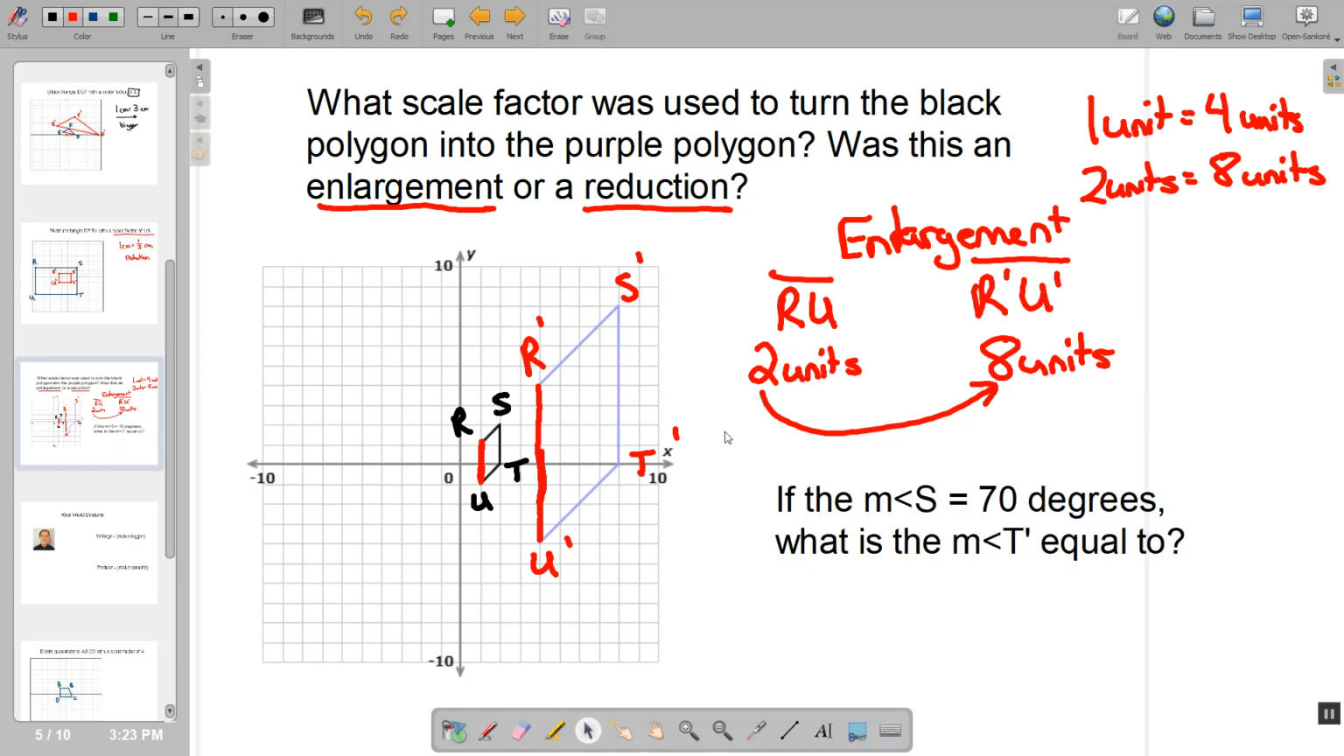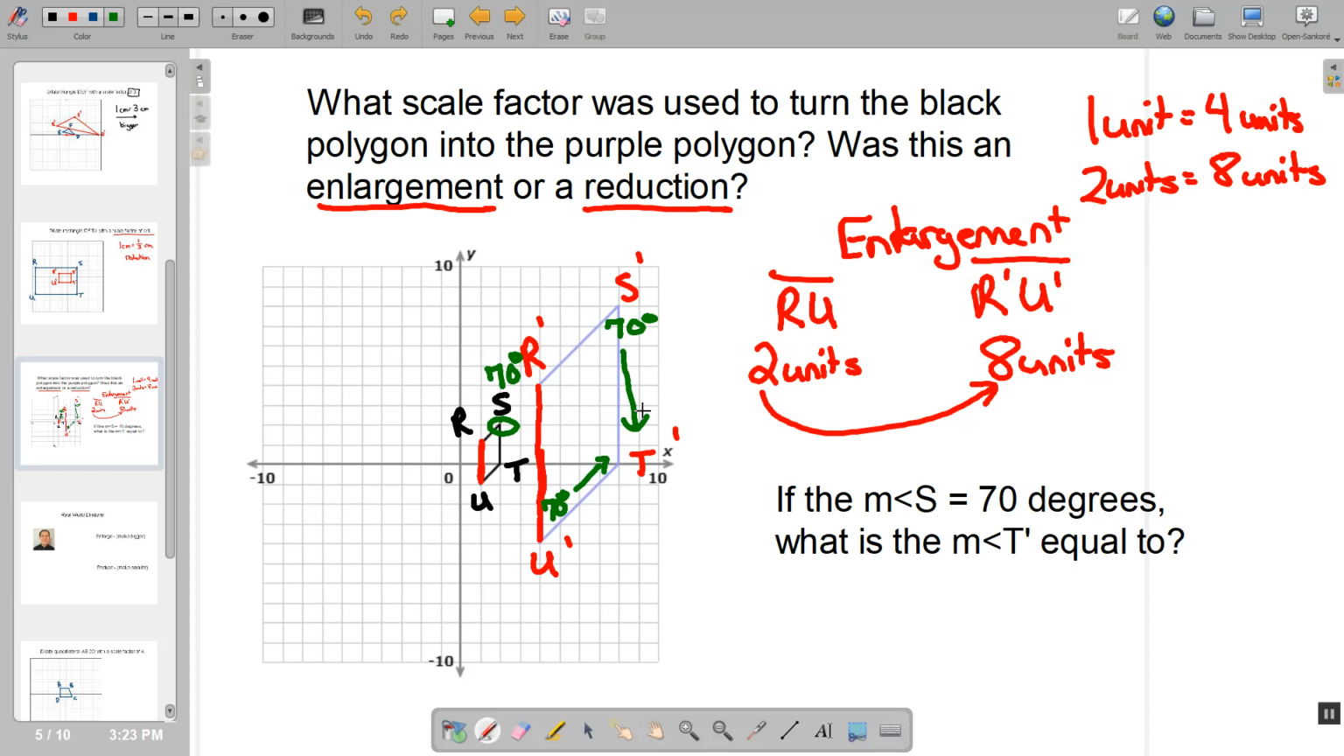Then the question is, if the measure of angle S is 70 degrees, what does the measure of angle T prime equal? So if we see "measure of," that means we're looking for a number. So angle S right here is 70 degrees. Now by rule, that means that S prime right here has to also be equal to 70 degrees. If these are corresponding angles, they must be equal to each other. So then S prime and U prime have to be the same, so this would have to be 70. So then I'm solving for angle T.